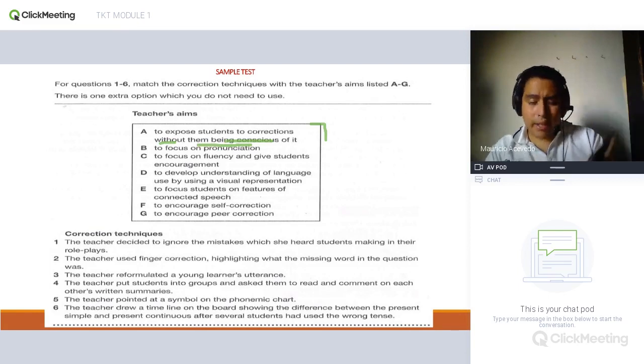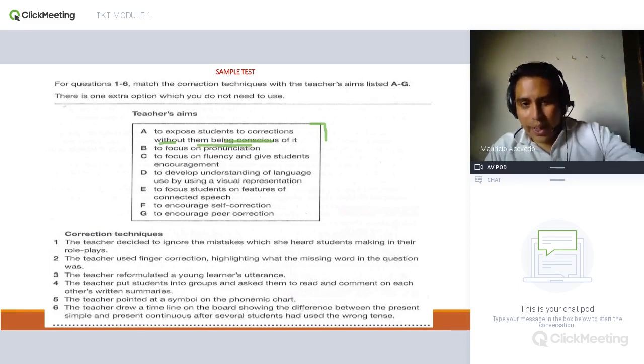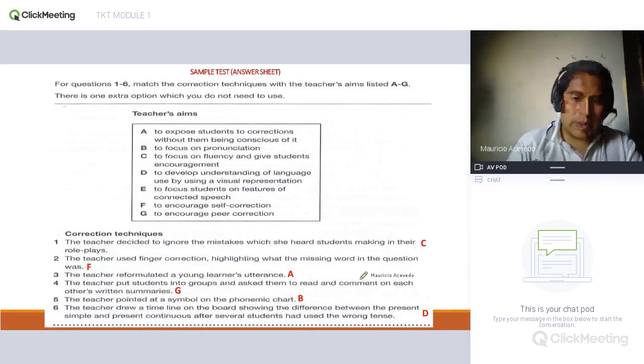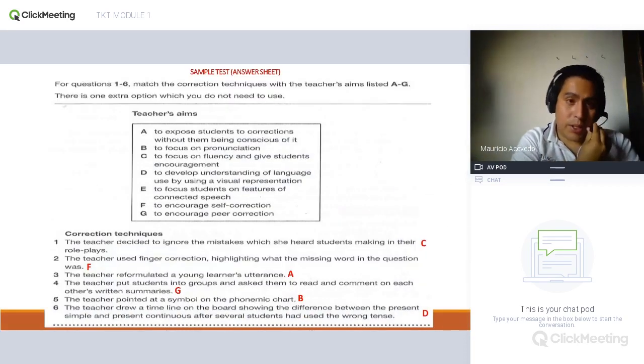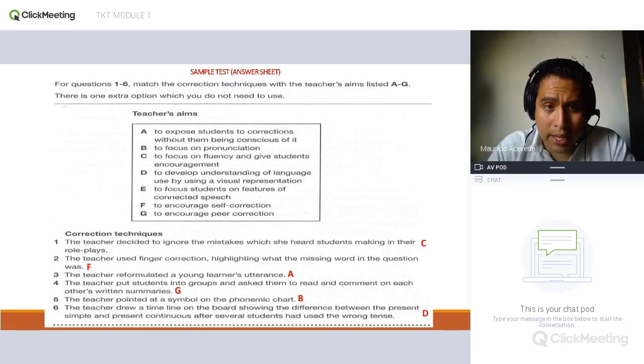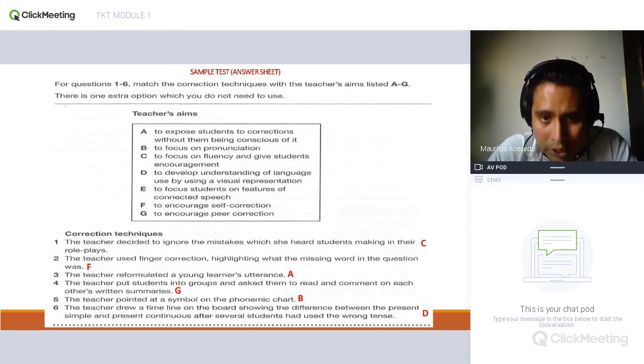Okay, teachers, thumbs up. So we're gonna check the answers. Obviously, I cannot reflect on them because I don't have yours, but let's look at them. So here we have the teacher's aims and we have the answers. The teacher decided to ignore the mistake which she heard students making in their role plays. So the technique obviously is to focus on fluency and give students encouragement.